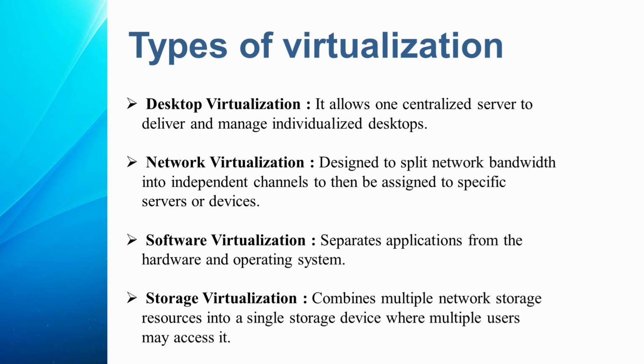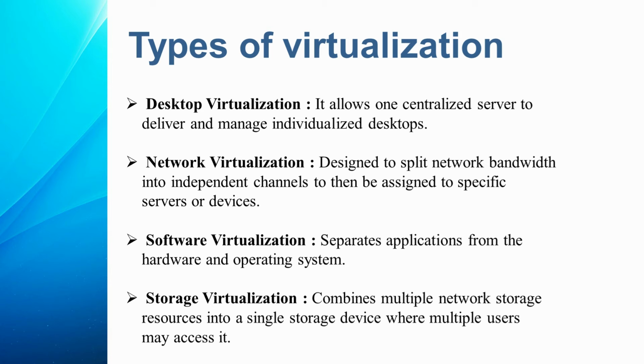The types of virtualization. Basically, virtualization can be classified into four broad categories. The first one is desktop virtualization. In this type of virtualization, we allow only one centralized server to deliver and manage individualized desktops. So here essentially one server, which is the main node, the central node, is used to deliver and manage individualized desktops. In this case, we have a master-slave kind of architecture in which the master is used to control the client desktops.